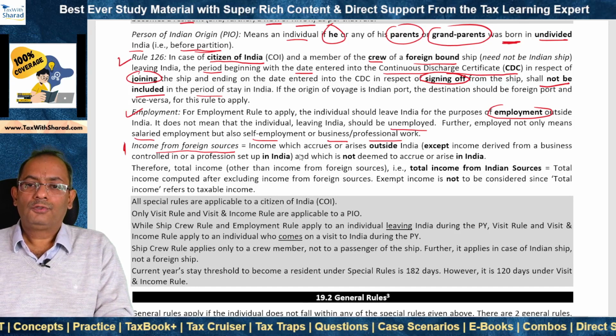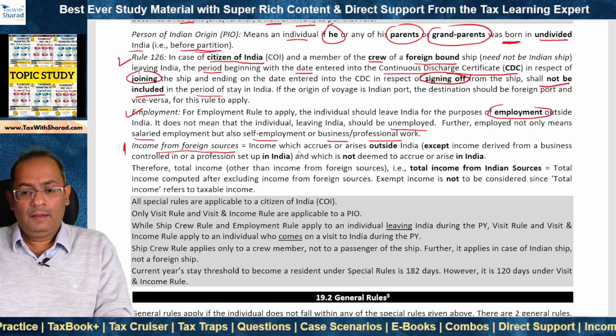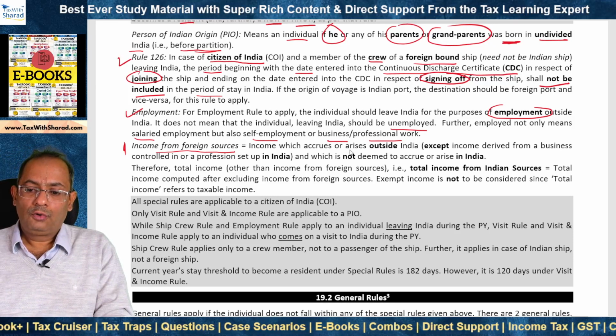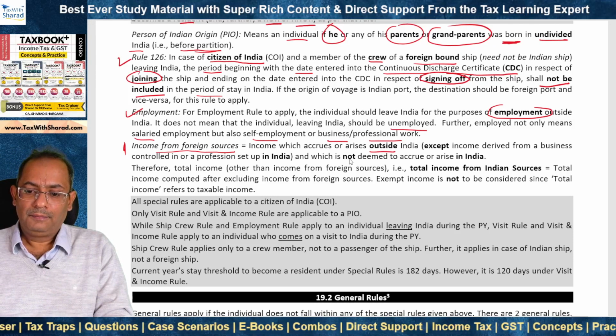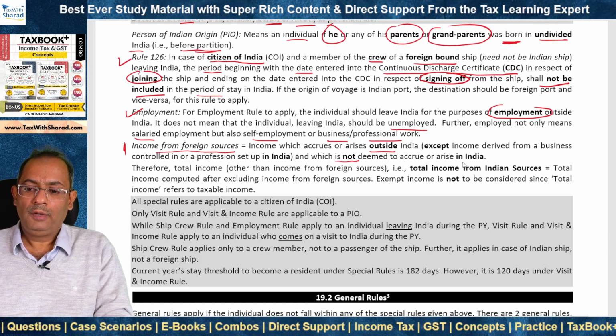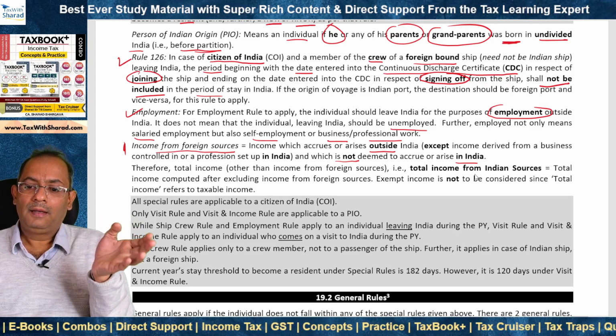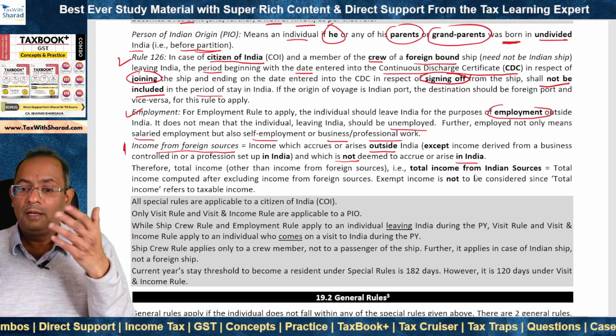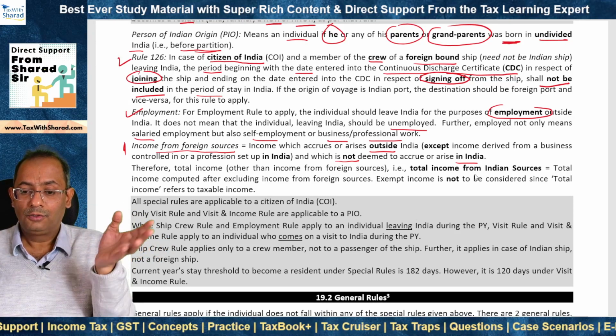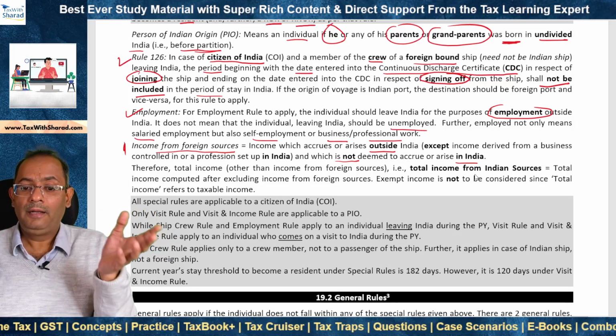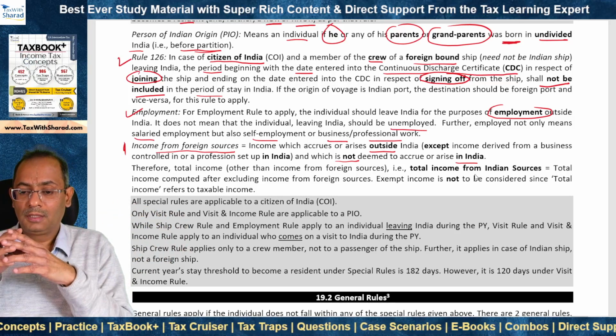So income from foreign sources means income which accrues or arises outside India and which is not deemed to accrue or arise in India. We will see later on that an income can accrue or arise in India or accrue or arise outside India, right? So income which accrues or arises outside India is income from foreign sources.